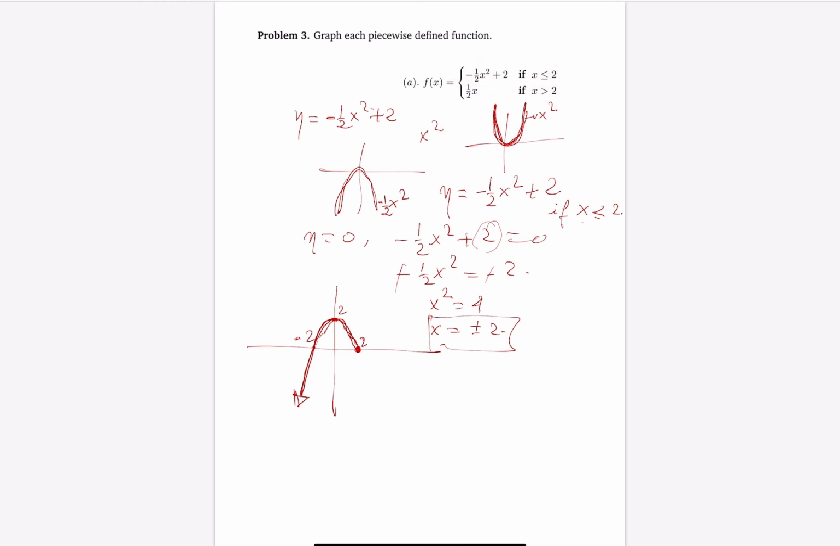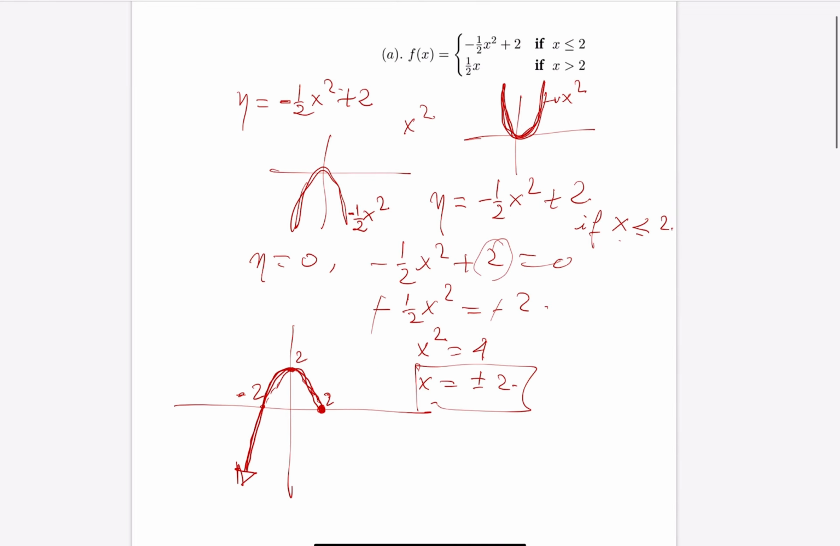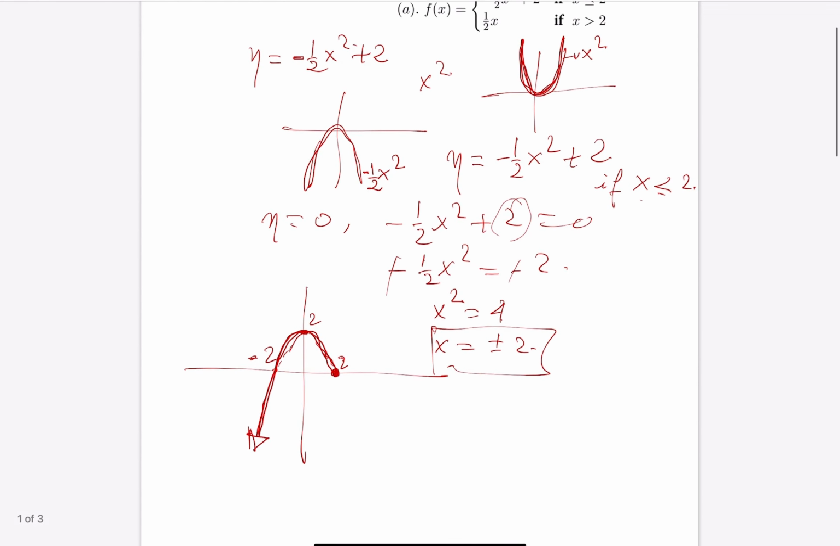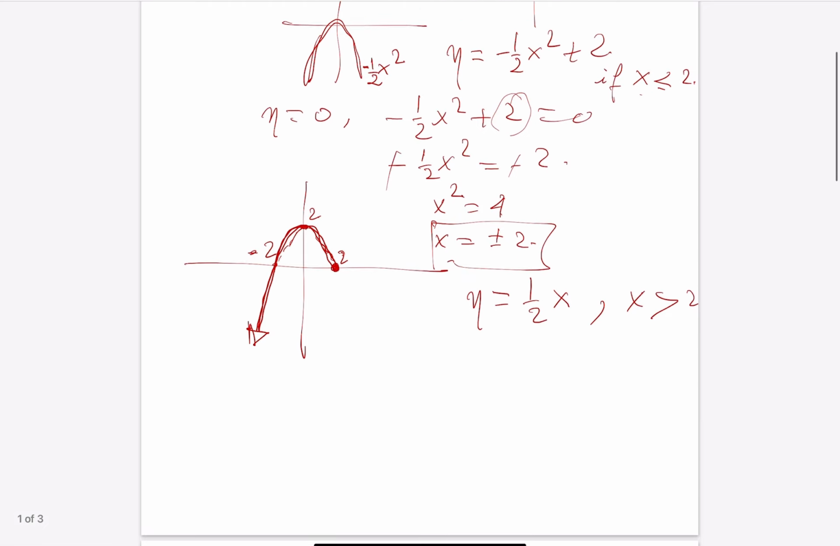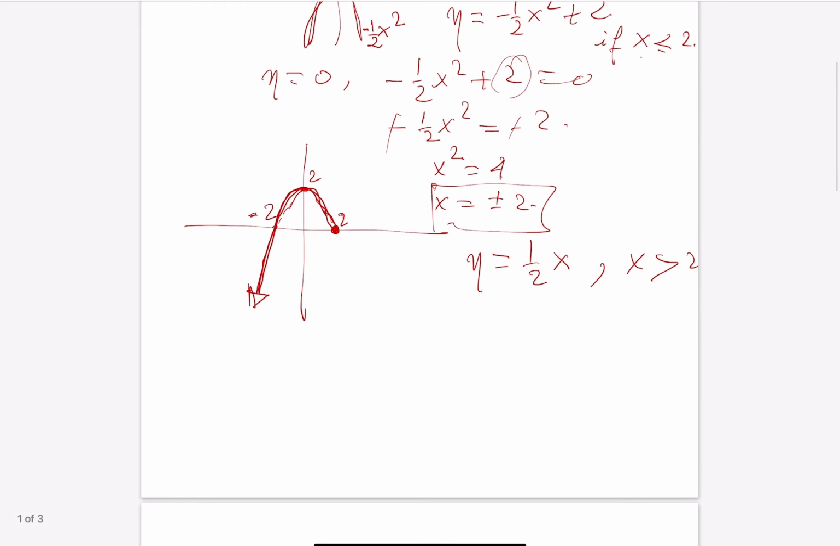Now the second one is kind of easy. The second one is y equals 1/2 x, for x greater than 2. Here x is strictly greater than 2, so 2 is excluded and it goes to infinity. So it's just 2 excluded and infinity.